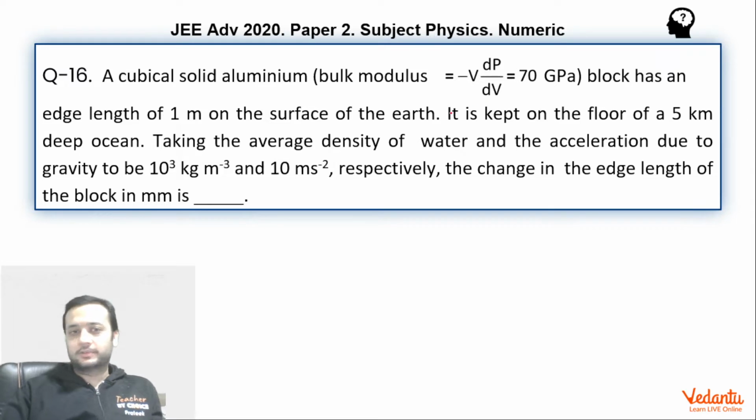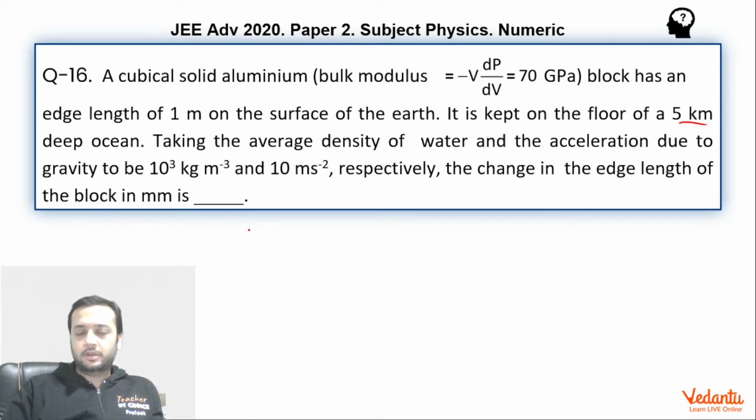Anyway, here a solid cubical block of aluminum of edge length 1 meter on the surface of earth is taken deep down into the ocean, which is 5 kilometers deep. We have to find the decrement in the length of the edge. Actually, it is mentioned as the change in the length, but because of extra pressure down inside the ocean, there will be a slight decrement. So we have to find that change or decrement in the side length of the aluminum. The question is pretty simple.